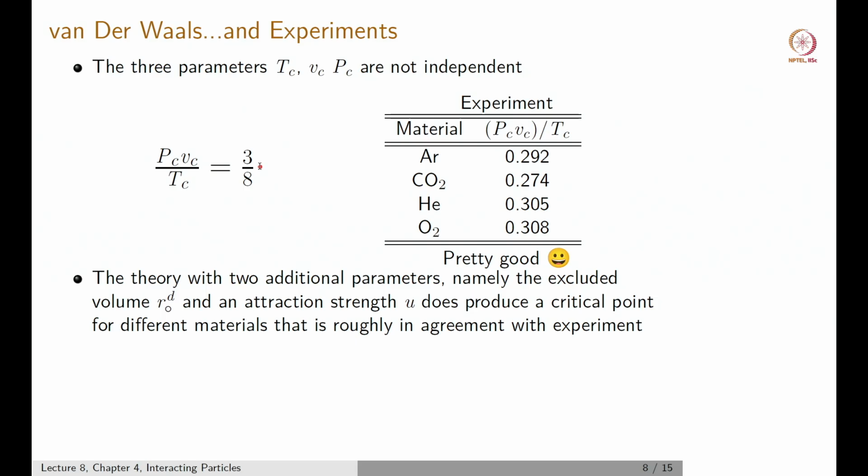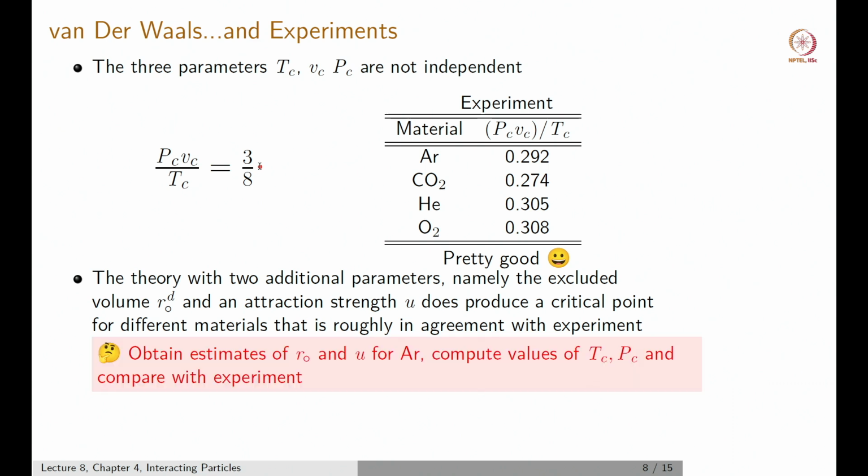Okay. So the theory with these two parameters is able to produce a critical point, is able to describe critical points of very different materials, and this is broadly in agreement with experiments. So here is a very nice exercise for you to do. You can do some literature search and figure out what are the reasonable values of R naught, U, etc. for argon, and then you can actually compute the values of Tc, Pc and compare it with experiments and see whether you get a good match.